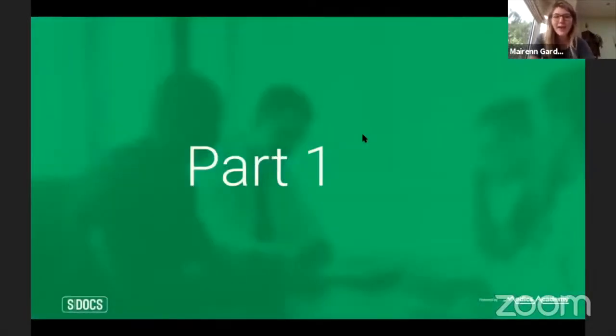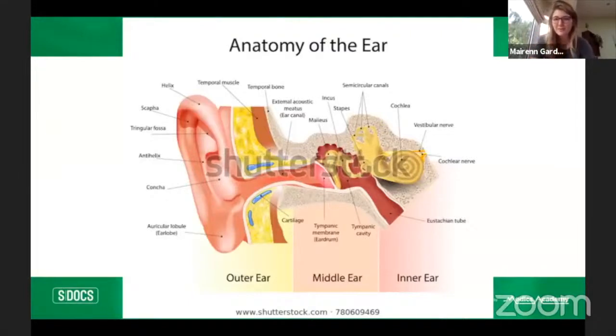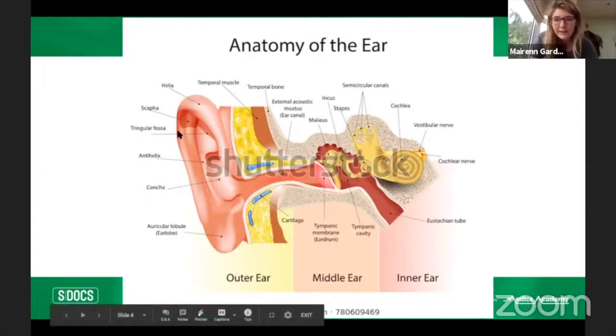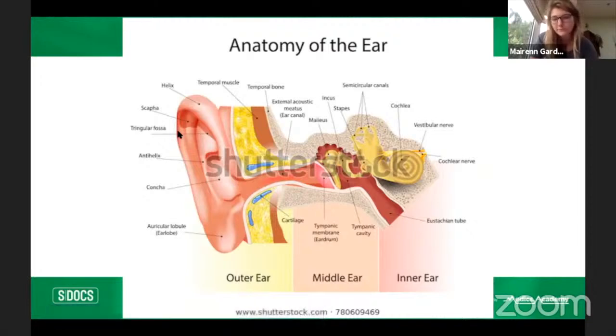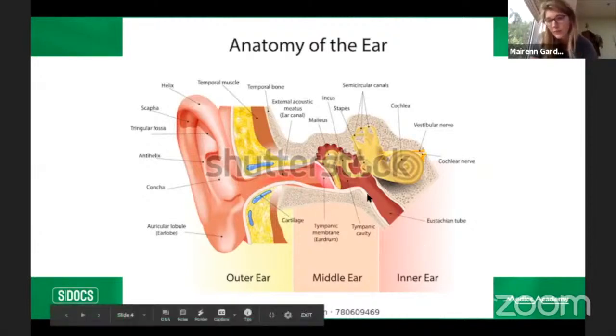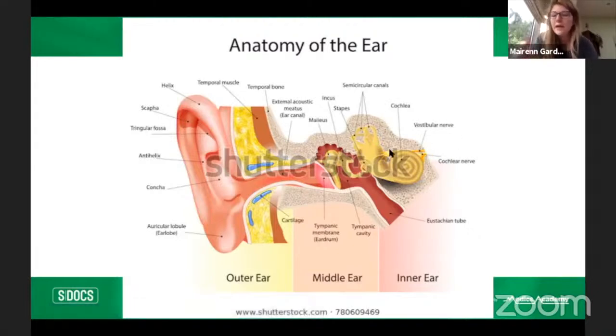So part 1. This is just a brief anatomy of the ear. We're not going to go into too much detail about it today. You've got the outer ear and the middle ear. The middle ear consists of the middle ear bones, so you've got the malleus, incus and stapes, and that's important slightly later on. If you've got a problem with the outer ear or the middle ear, it will cause a conductive hearing loss. Whereas if you get a problem with the inner ear, so the cochlear nerve, the vestibular nerve or the cochlea, it will cause something called a sensorineural hearing loss.